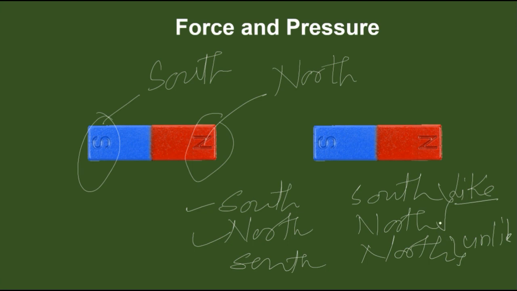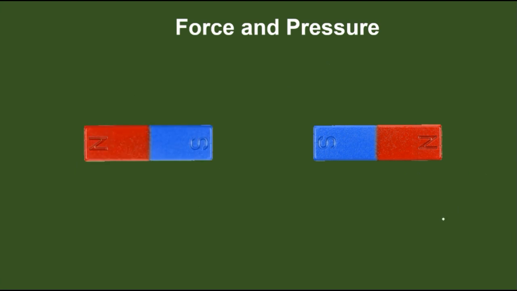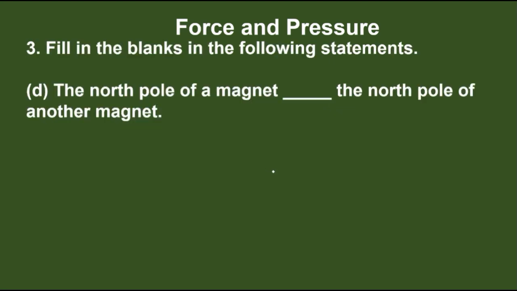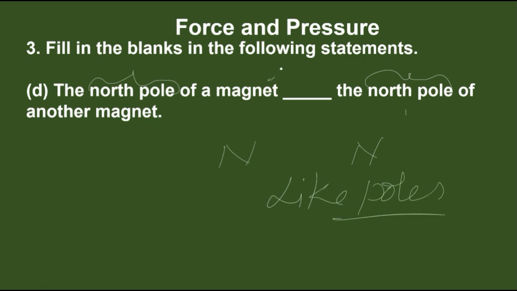Remember, here we have like poles facing each other. When like poles are brought near, what happens? Remember, they repel. You all have done this experiment, and unlike poles attract. But the question is, the north pole is brought near the north pole, so N and N are facing each other and they are like poles, and therefore what happens? They should repel.